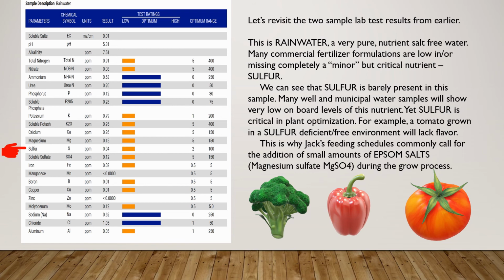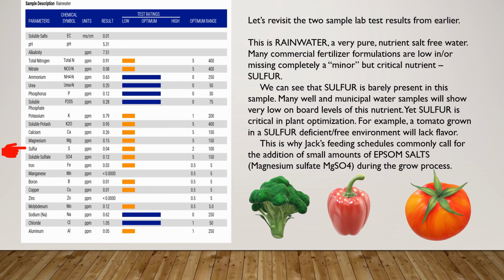Sulfur isn't used heavily by plants, but it's critical in a lot of different chemical reactions that happen. If we look at tomatoes, for example, which we've been talking about, a tomato that's grown in a sulfur deficient or sulfur free environment will basically lack flavor, because sulfur is very critical in those chemical compounds which we perceive as odor and flavor.